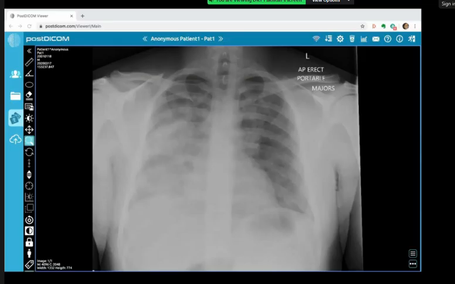The costophrenic angle on the left side is clear. I don't see any bony abnormalities. The cardiac border is difficult to evaluate due to the opacification on the right side. So in summary, there is bilateral airspace opacification, predominantly in the perihilar locations, more so on the right side with extension down to the peripheries and the base. The apices are well spared.